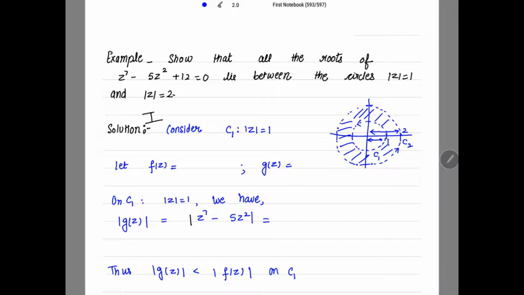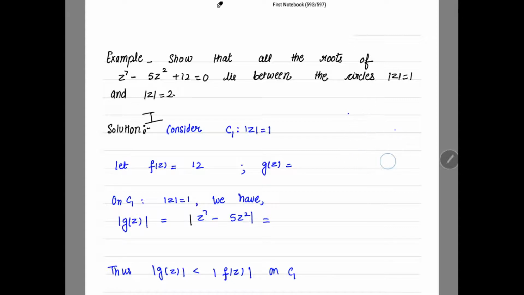First, I consider the circle C1 in which I do not need any root. That means I have to choose my f(z) to be a constant polynomial, right? So I choose my f(z) equal to 12 and the remaining part is g(z), that is z to the power 7 minus 5z square. Choosing f(z) first is important and the remaining terms are with g(z).